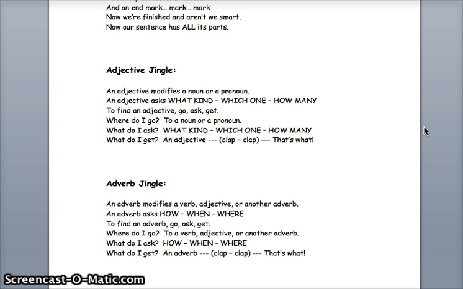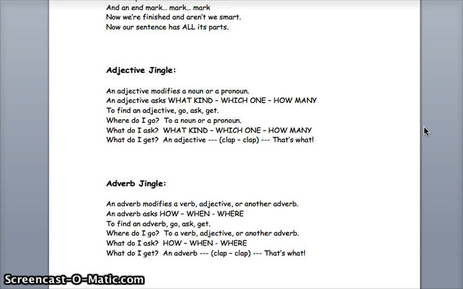First, the adjective jingle. An adjective modifies a noun or a pronoun. An adjective asks what kind, which one, how many. To find an adjective, go ask get. Where do I go? To a noun or a pronoun. What do I ask? What kind, which one, how many. What do I get? An adjective. That's what.